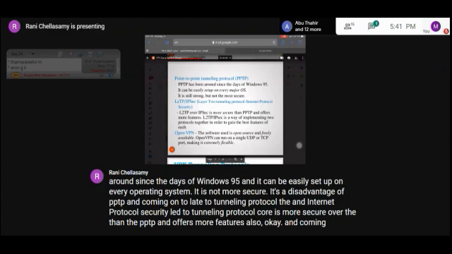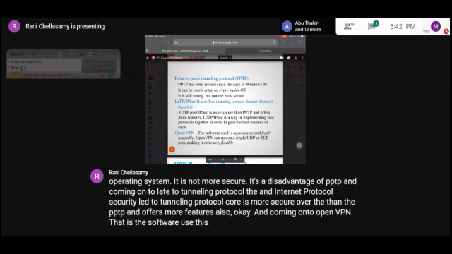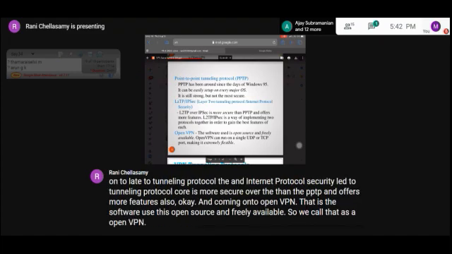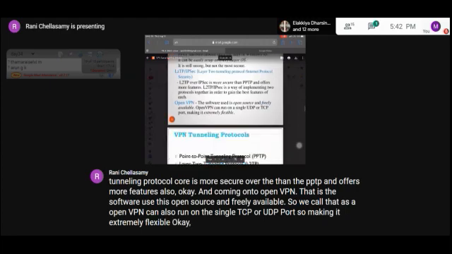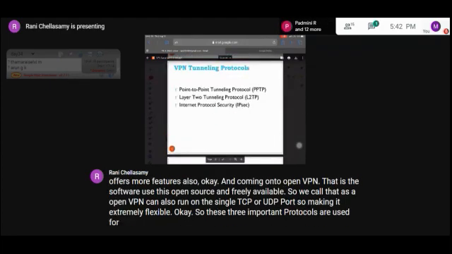And coming on to OpenVPN, the software used is open source and freely available, so we call that OpenVPN. It can also run on a single TCP or UDP port, making it extremely flexible. Okay. So these three important protocols are used for producing the VPN channel.